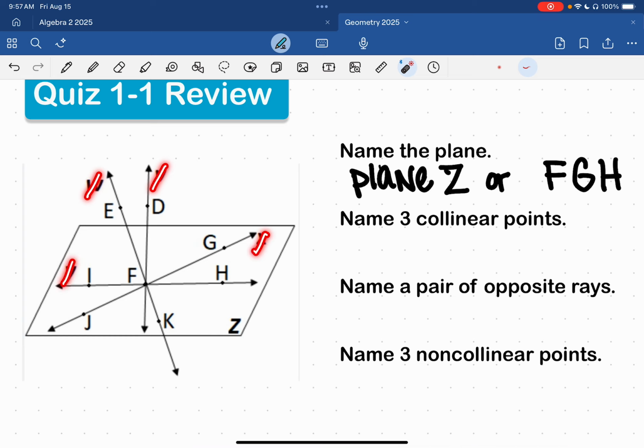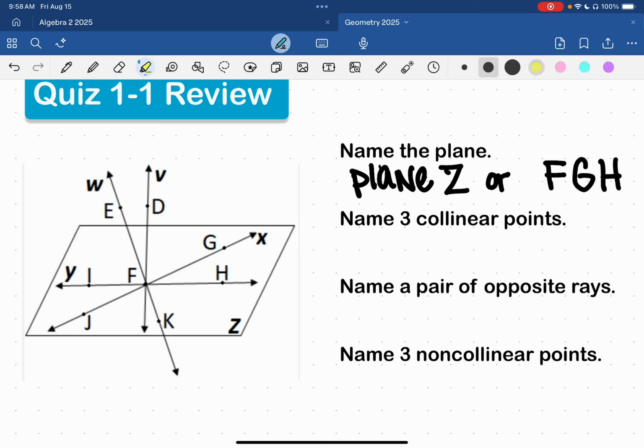They are not points. They are lowercase letters, and they're there to name the line. So those letters are out. And then, of course, points E and D I cannot use because they are not on the plane. They're above it. So any of these letters, as long as they create a triangle, will work. All right, let's take a look at the next one.